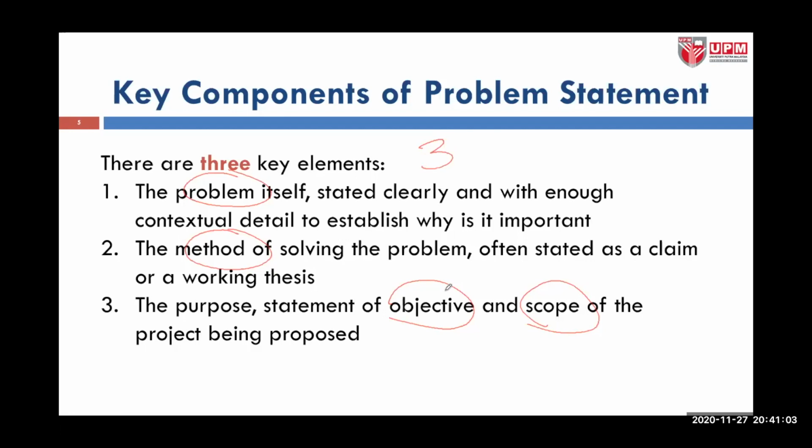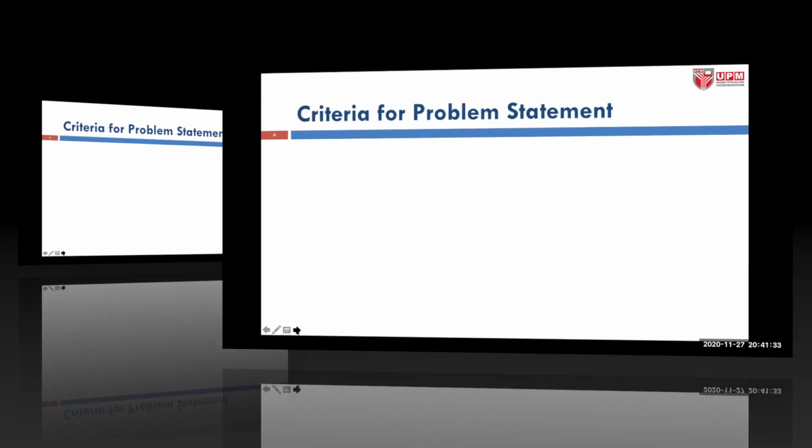Probably some people say that I normally just put the problem statement, just the problem. This is the problem, and then the method is in a different paragraph, and the objective in a different paragraph. But it is not. It is actually a combination of the three elements. The three elements include the problem, the method, the objective, as well as the scope. And those are the elements of the problem statement.